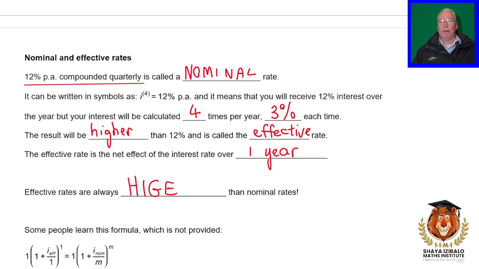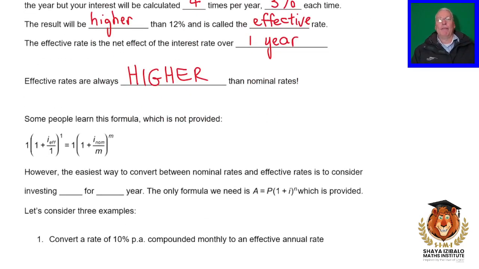So we're going to do a couple of examples just to show you how this works. Now, some people learn a fancy formula. I don't recommend that you bother with a fancy formula. I recommend that you just think about investing R1 for 1 year. And the only formula we're going to need is this one. And this formula does get provided to us. It's our normal compound interest formula. Okay, right, let's have a look.